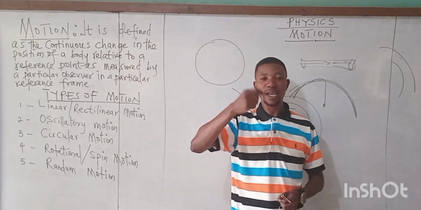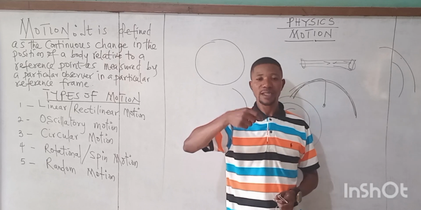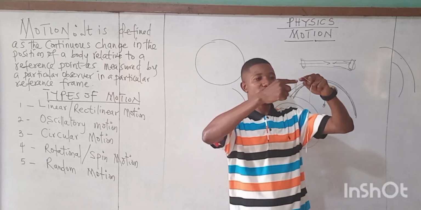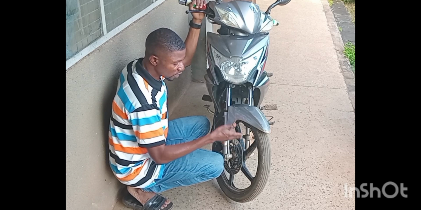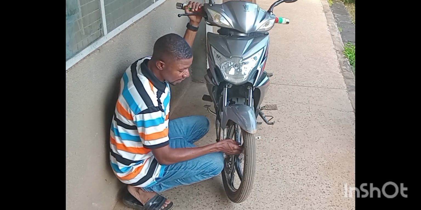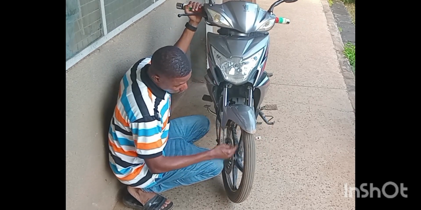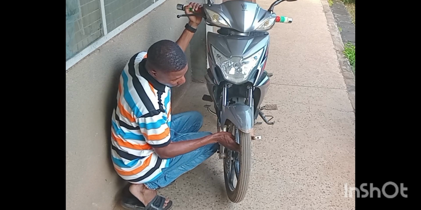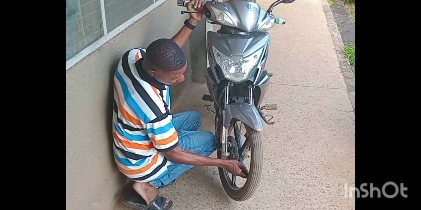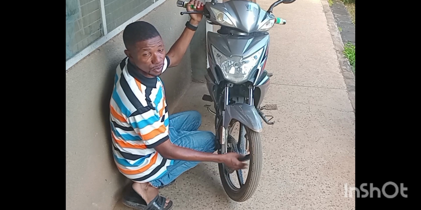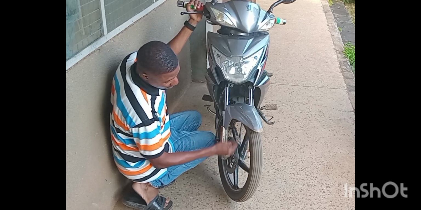When the rotation of the earth takes place, we should expect day and night. So the earth rotates on its own axis. This is also an example of spin motion or rotational motion. This is the axis. So when the body is moving this way, it's rotating on an axis. Any body that rotates must always have an axis of rotation.